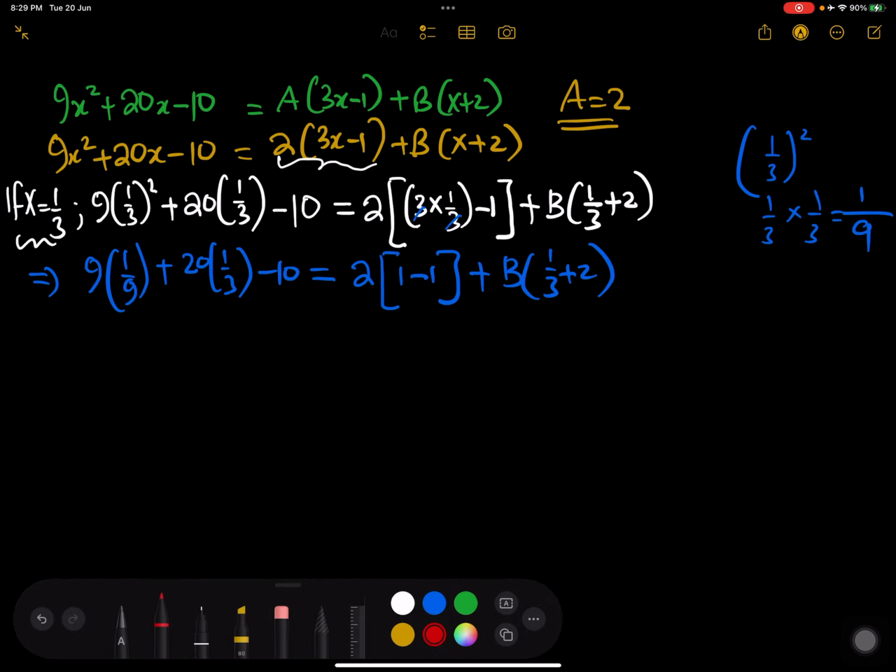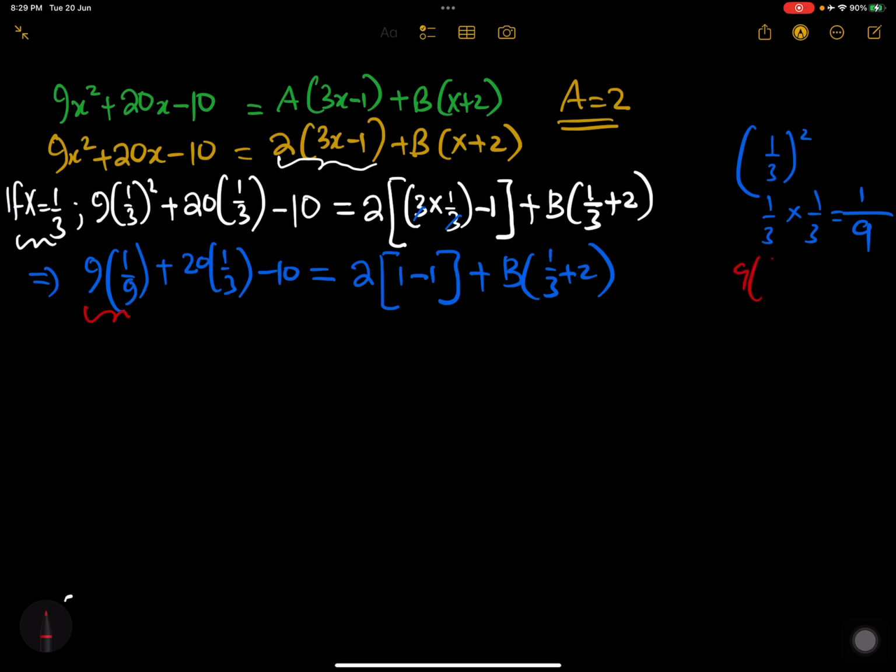Now, this here is the same as 9 times 1/9, and that gives us 1. So this is going to give us 1 plus, we multiply the numerator, 20 times 1, which is 20, divided by 3 minus 10. It's equal to 0, 2 into 0. Plus b into what?